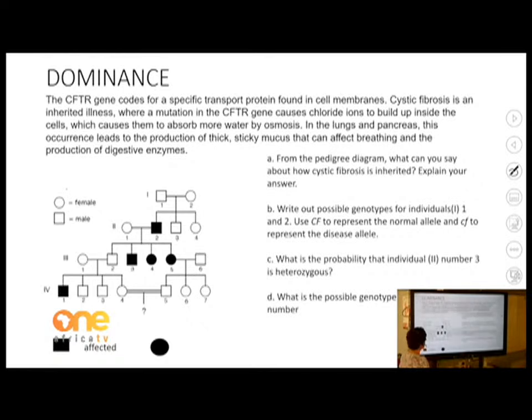Very important. In the lungs and pancreas, this occurrence leads to the production of thick, sticky mucus that can affect breathing and the production of digestive enzymes. From the pedigree diagram, what can you say about how cystic fibrosis is inherited? Explain your answer. So I have female and male, and the colored ones are the affected ones.